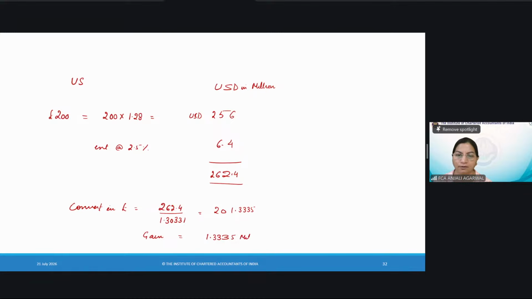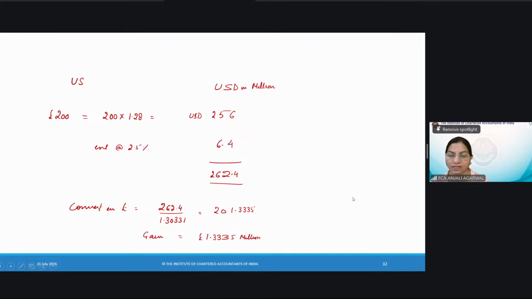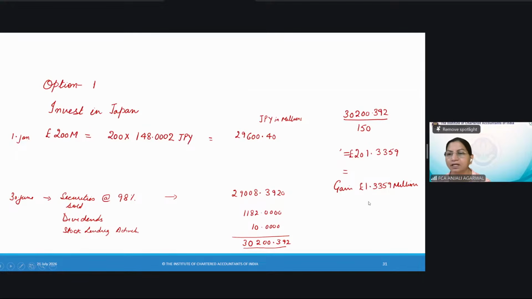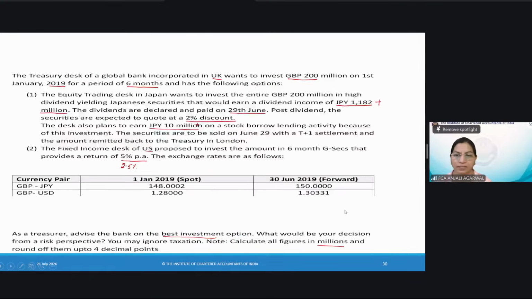million pounds, whereas the gain is 1.3359 million pounds. So you cannot ignore the 59 compared to 35. 59 is more than 35 when you're taking till four decimals, specifically when your figures are in millions. So it will cause around a difference, and investment in Japan is definitely more lucrative as compared to the investment in US. But that is when you are ignoring the perspective of risk.